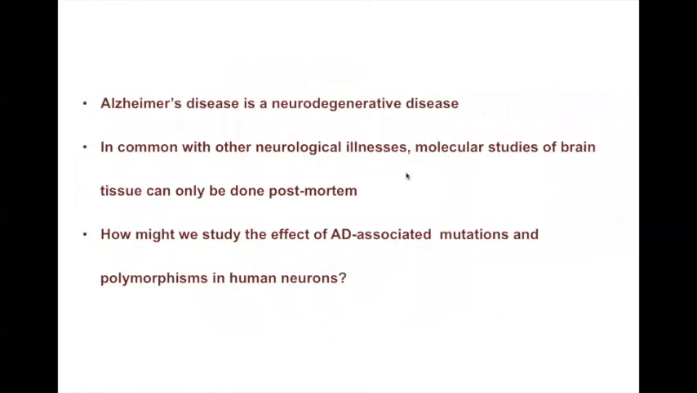So in summary then, Alzheimer's disease is a neurodegenerative disease. In common with other neurological illnesses, molecular studies of brain tissue can only be done post-mortem, which raises the question then, how might we study the effect of AD-associated mutations and polymorphisms in human neurons?